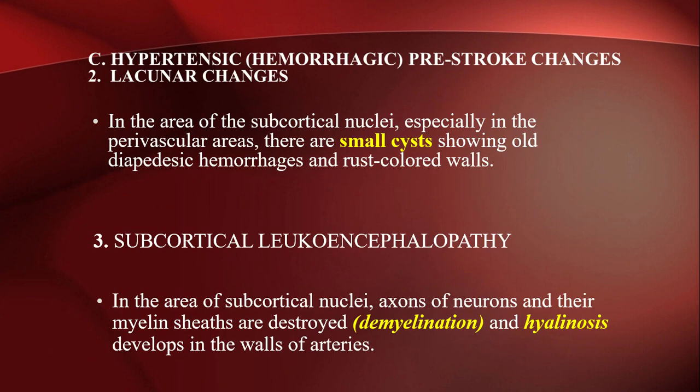Lacunar change in the area of the subcortical nuclei, especially in the perivascular areas: there are small cysts showing old diapedesic hemorrhages and rust-colored walls. Subcortical leukoencephalopathy: in the area of subcortical nuclei, axons of neurons and their myelin sheaths are destroyed, and hyalinosis develops in the wall of arteries.